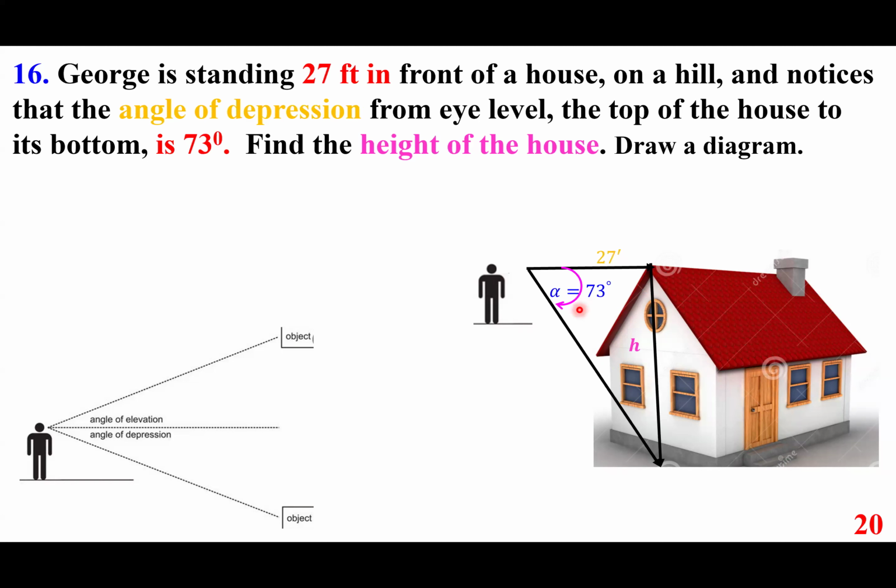Again, the same thing. Tan of 73 degrees is the opposite height over the adjacent 27 feet. The same concept. So h is the product of these two numbers. Put it into a calculator, gives us the height of 88.31 feet. So the height is 88.31 feet.